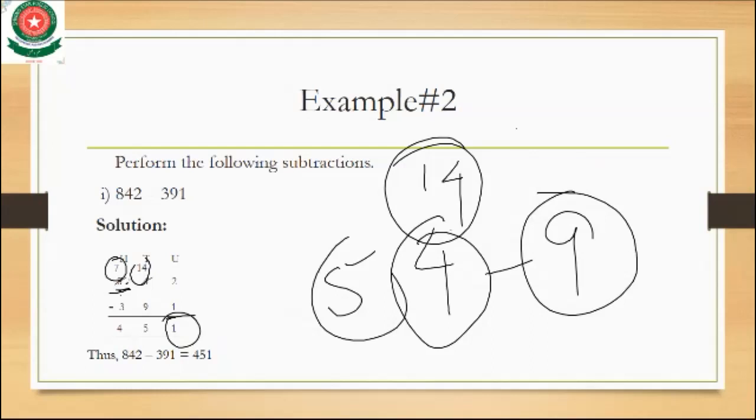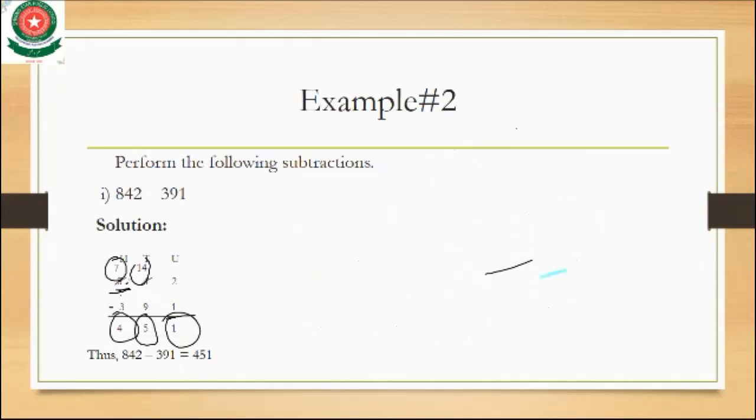7 minus 3 is 4. We will write 4. Okay, class, the answer is 451. I hope you understand how to add or subtract any two numbers.